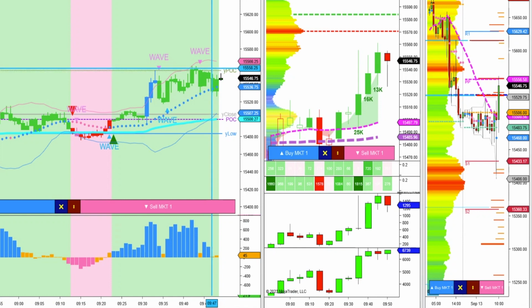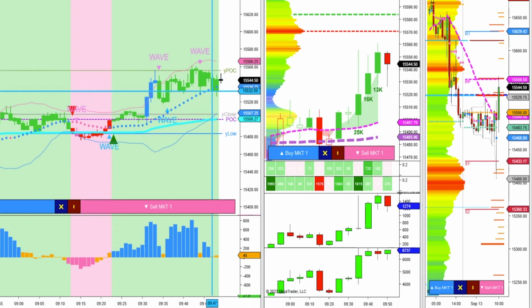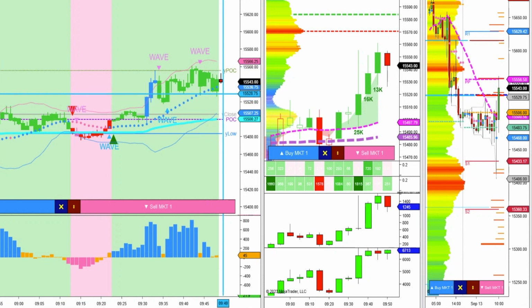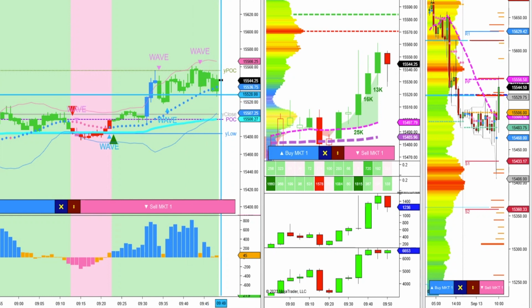Still has not really broken much above yesterday's point of control. Have the upper Bollinger band up here. If I could get a bigger candle close a little bit further away from the center Bollinger line, I'd be interested in a short.